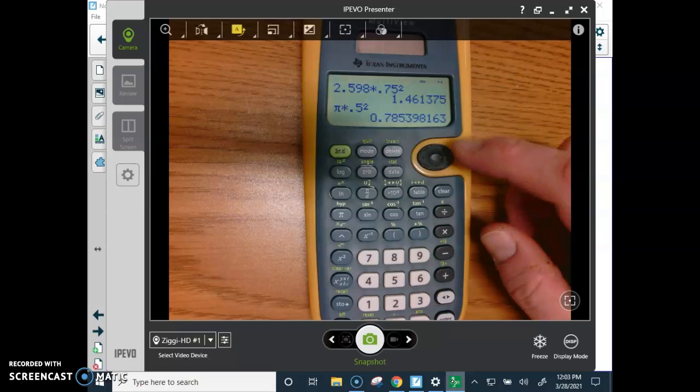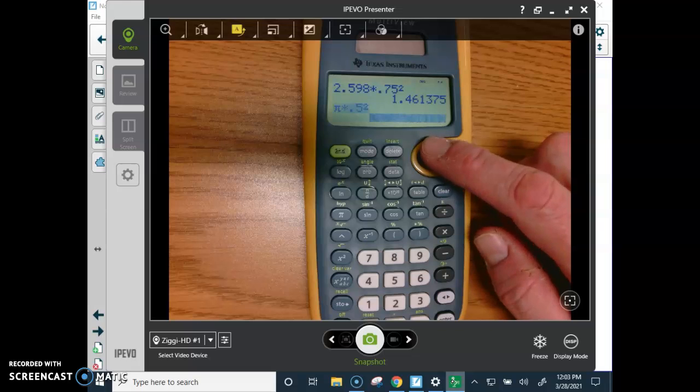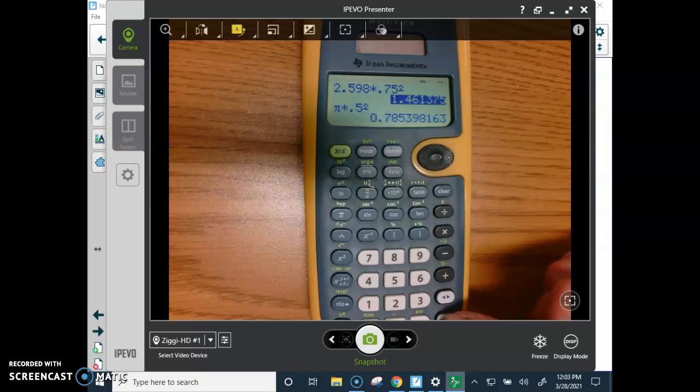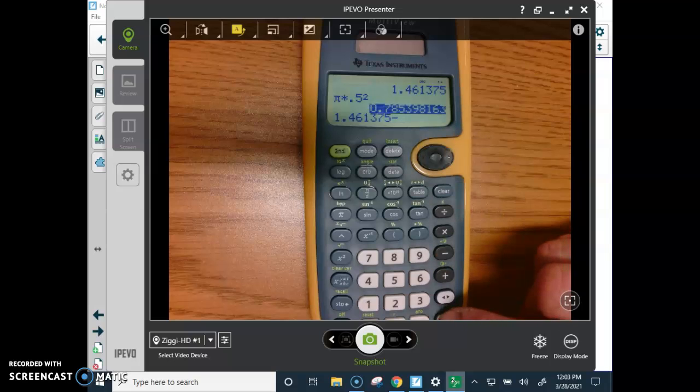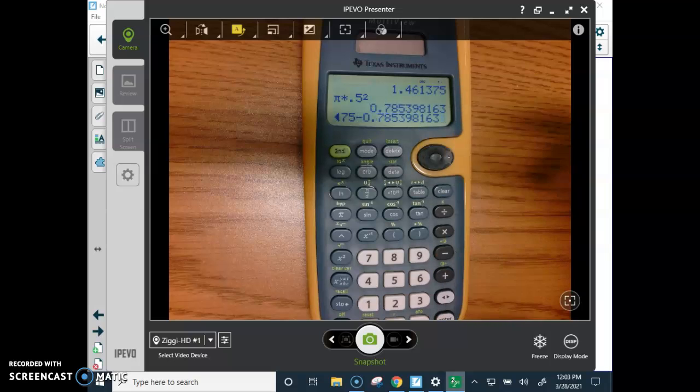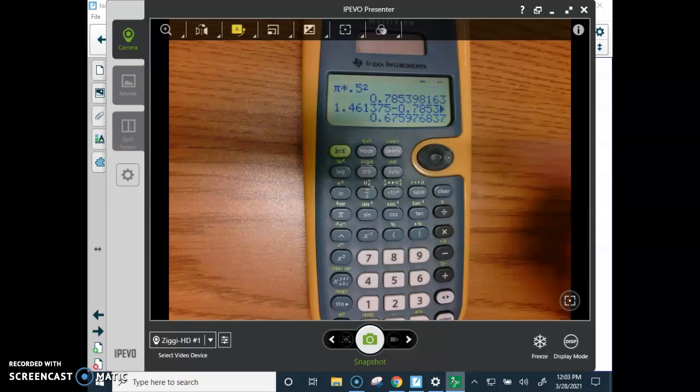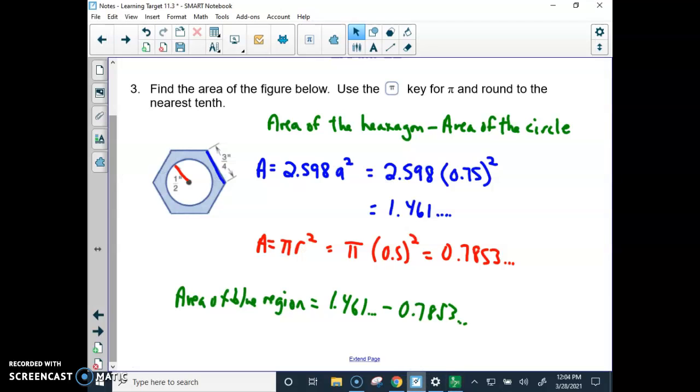So then all you need to do is this, ladies and gentlemen. I'm going to go up and highlight the hexagon area, hit enter, minus, then go up and highlight the circle area, enter, and you notice it types in the whole value, so you don't have to retype it. Then just hit enter, and right there, 0.6759 and so on is the area of that blue region. So I'm going to write this right here. This is what we get.